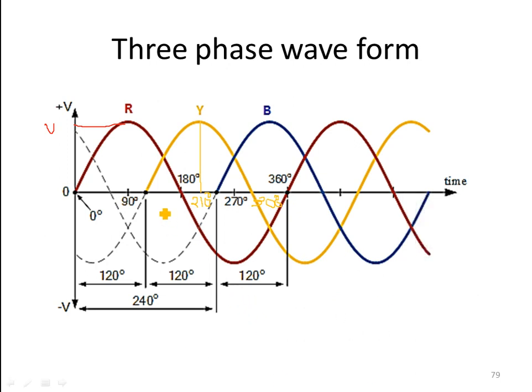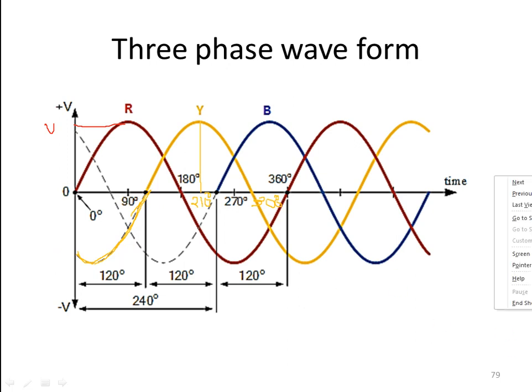Now, if you need to complete the Y phase, what is 120 minus 90? 120 minus 90 is 30 degree. That means at 30 degree, it should reach negative maximum. And then it should go similarly. So, that means we have to complete like this. Hope you have understood the Y phase.